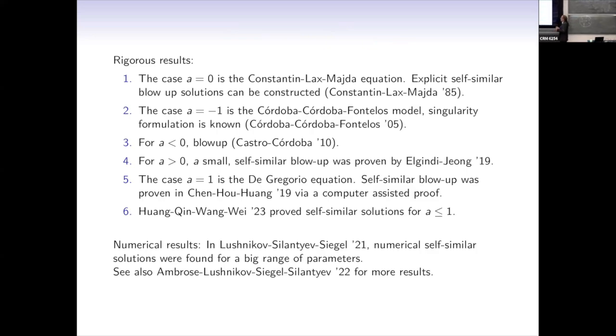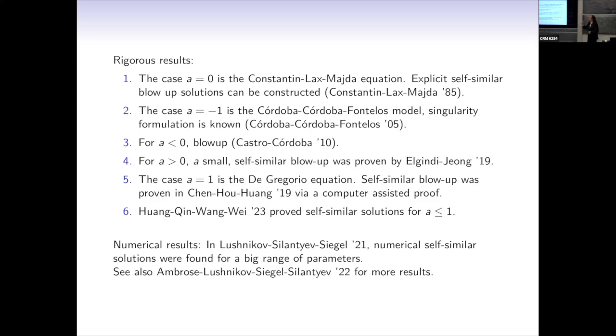Before us, this equation had some traction. So it was proposed, in the case a equal to zero, by Constantin, Lax, and Majda, again as a model for 3D Euler, 3D Navier-Stokes, and they have been able to compute explicit self-similar blow-up solutions. And this is a nice trick: you go to complex analysis and you can solve the PDE. In the case where a is equal to negative one, this is also an equation that has a name in the literature, known as the Cordoba-Cordoba-Fontelos equation. And for that equation, using PDE estimates, for example, you can prove that there is finite-time singularity. But there is no information whatsoever about self-similar solutions.